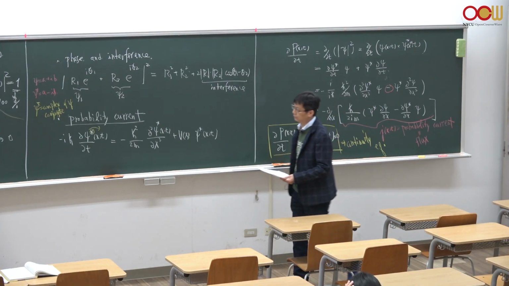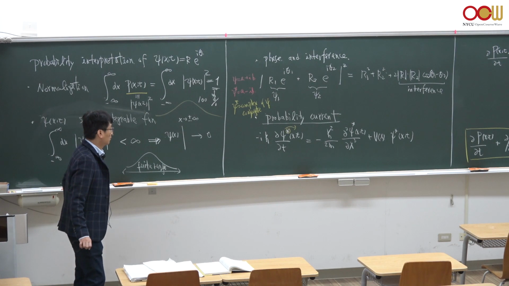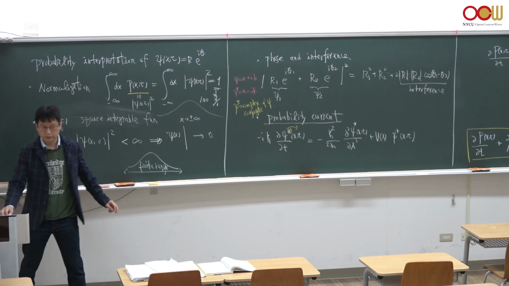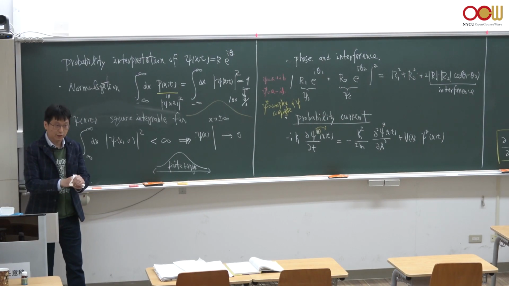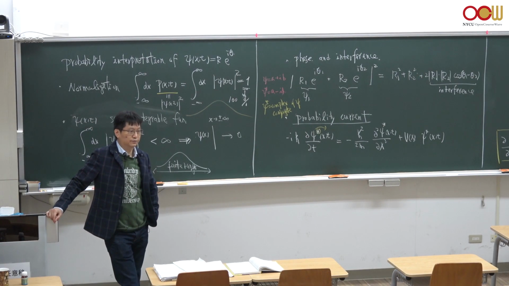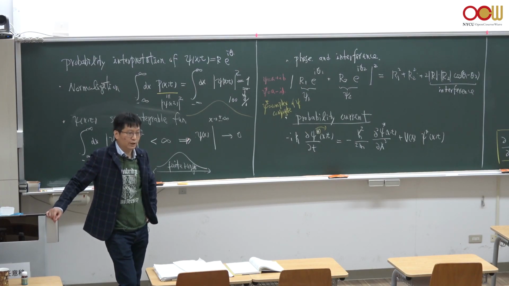Let's just take a short break. When we come back, we will draw an analogy between this probability current in quantum mechanics and the continuity equation in classical mechanics, describing a kind of fluid flow. If you have some water flowing from, say, left to right, you could use this continuity equation to describe such fluid dynamics.